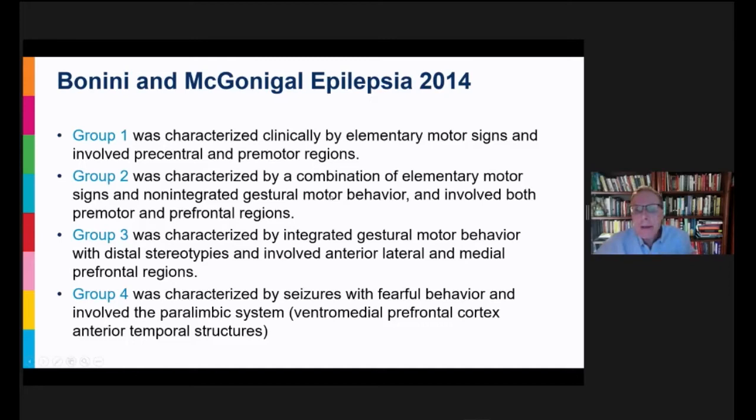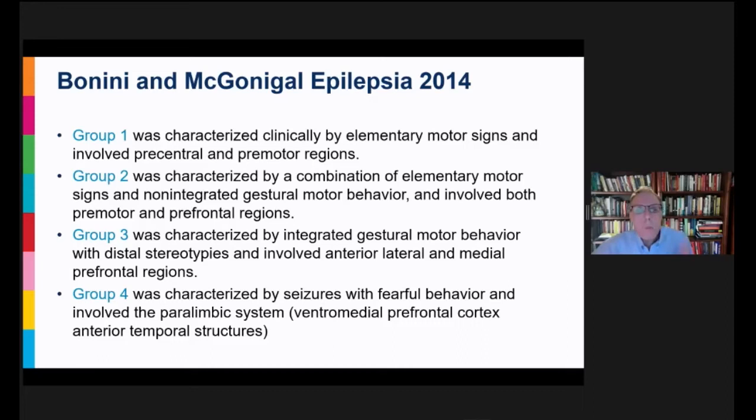So clearly this patient wasn't really group one or two. In the case I was presented, because of the questionable tonic movement of the leg, one could argue it was group one, but clearly it was not, based on what we learned about the case. Then group three, integrated gestural motor behavior, so it might be rocking, touching the face, distal stereotypies, which can point to a network involving the prefrontal region.